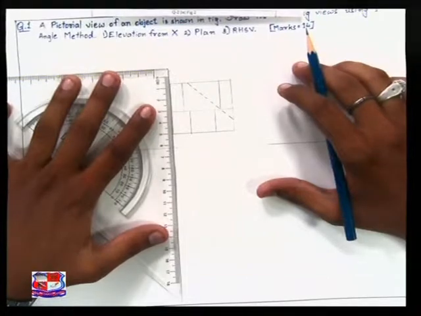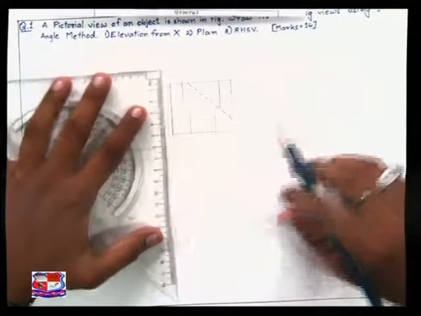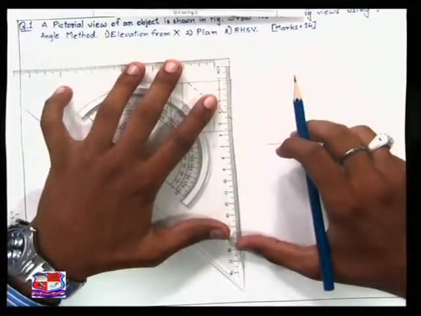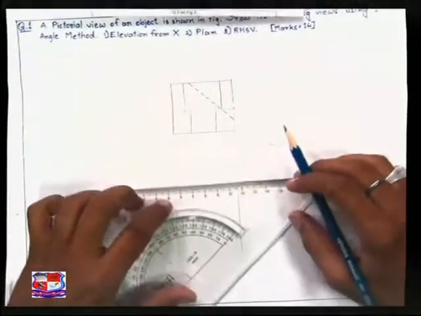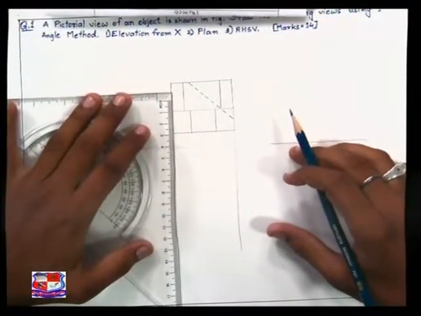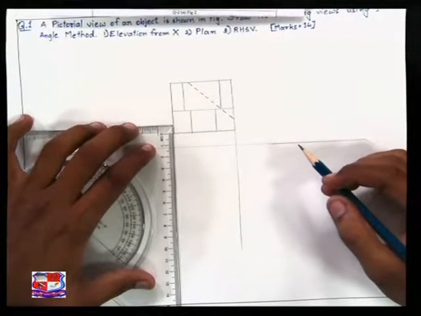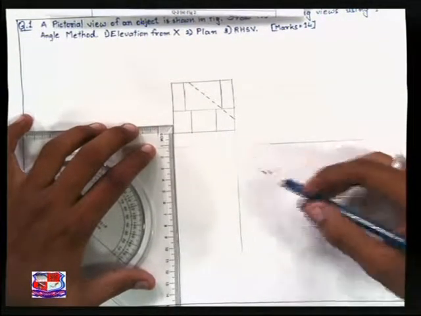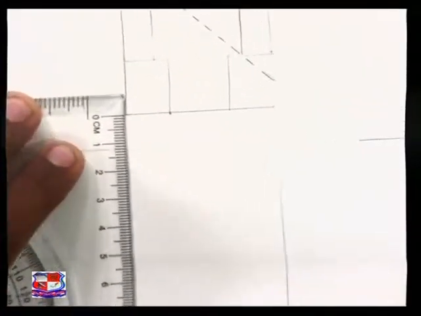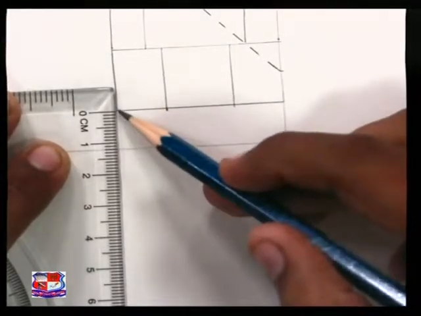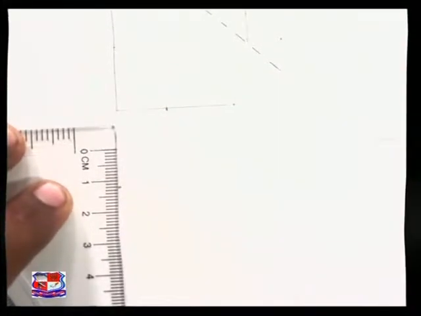Now from these projections we need to plot the plan. You need to take very light projections of the elevation. From this only you will have the plan. Now make sure that the distance which you have taken from the reference line would be the same below. Over here as you can see, I have given 12 mm. This distance is 12 mm. So I will mark a line 12 mm away as well.